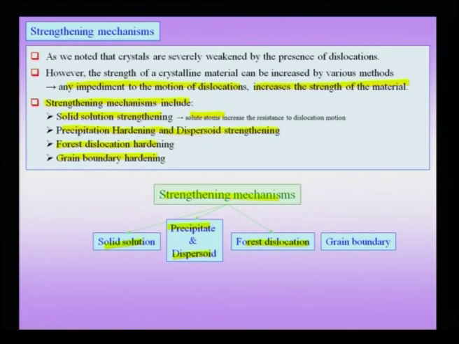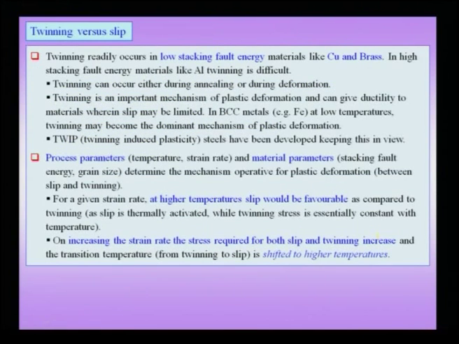I can use forest dislocation strengthening, that means increase the dislocation density, or I can make a fine grain material, because the grain boundary is the region where finally the dislocation ceases to exist. Of course, when a dislocation reaches a grain boundary, either it may be absorbed by the grain boundary or may become a dislocation associated with the grain boundary, or it may initiate slip in the next adjoining grain, in which case it continues to slip through the polycrystal.